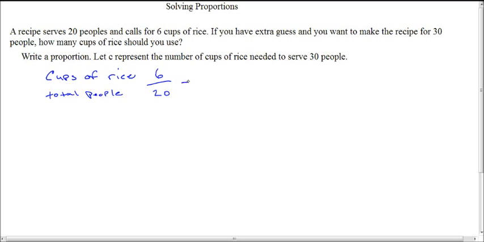Now we have to determine what our proportion will be. We don't know how many cups of rice. That's what we're looking for, so let's use the variable C. And of course, instead of 20, it's 30 people. So again, cups of rice. Notice that I have the same units in the numerator and the same units in the denominator. So total people.